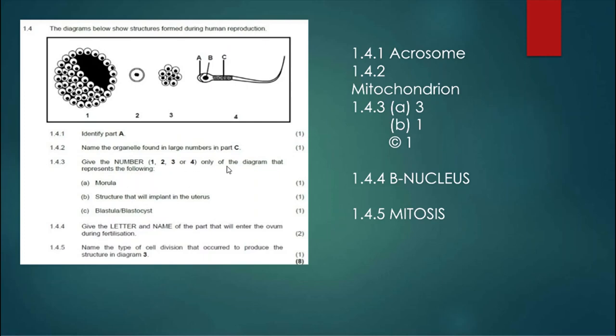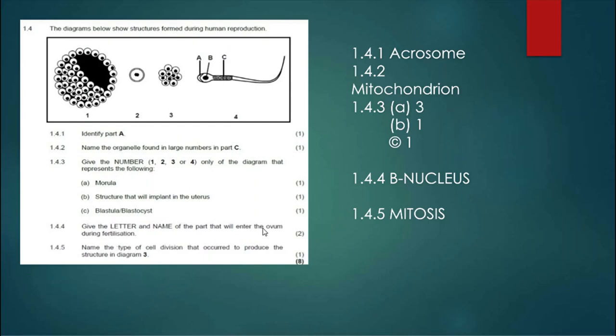Give the number 1, 2, 3, or 4 only of the diagram that represents the following. Which one is a morula? Morula is 3. Structure that will implant in the uterus is 1, because 1 is close. After 1 is embryo, so the answer is 1. Blastula is 1. That's the name of 1.